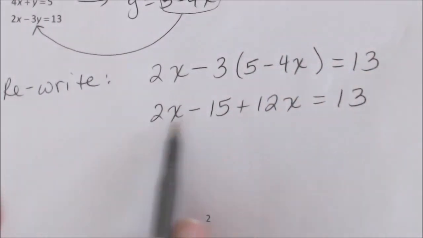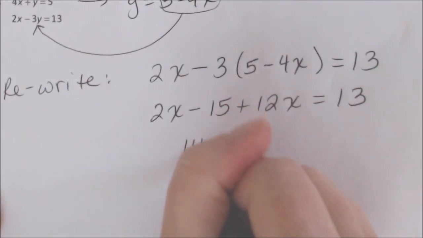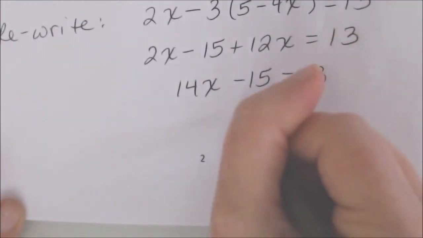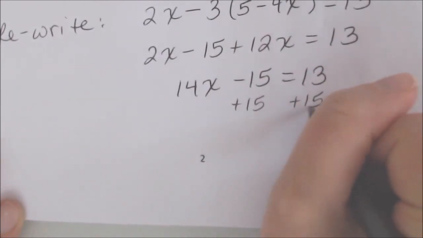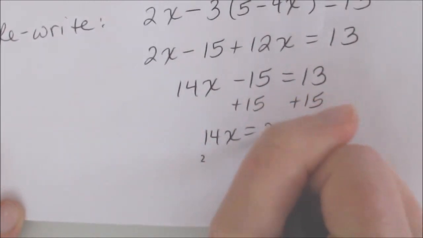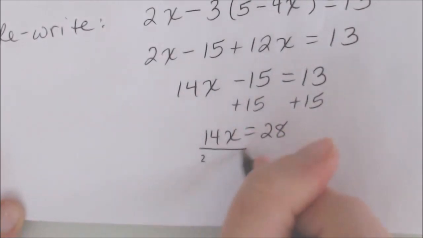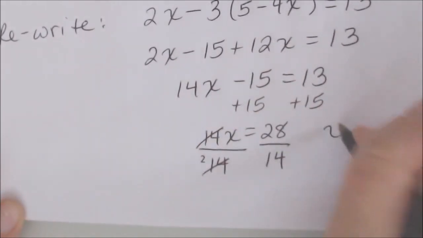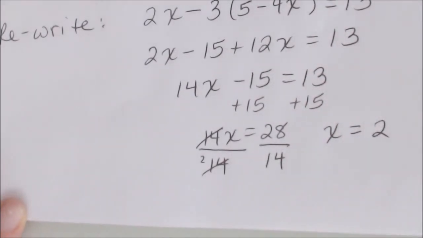And then I'm going to add the 2x and the 12x. So I get 14x minus 15 equals 13. Add 15 to the other side. So I get 14x equals 28. And then divide by 14. And we get a solution of x equals 2.